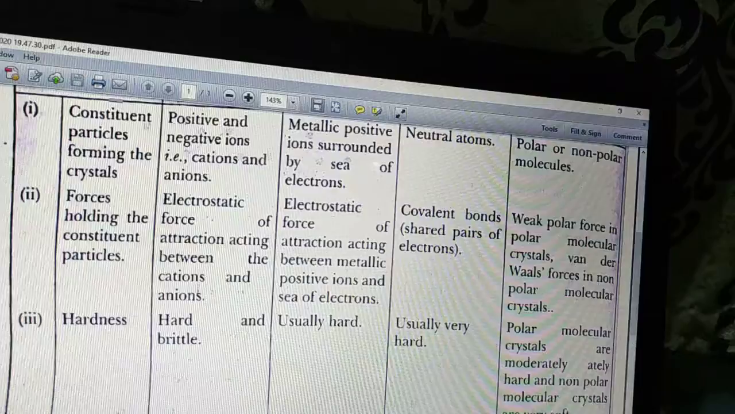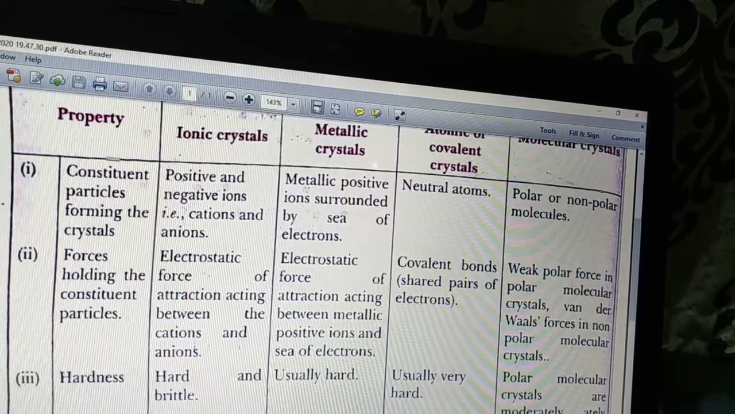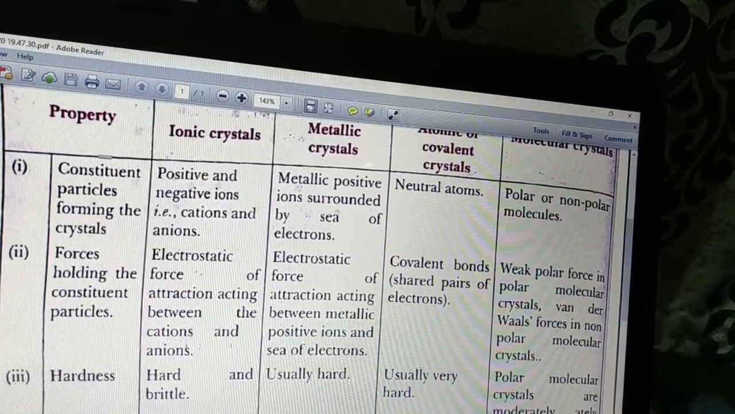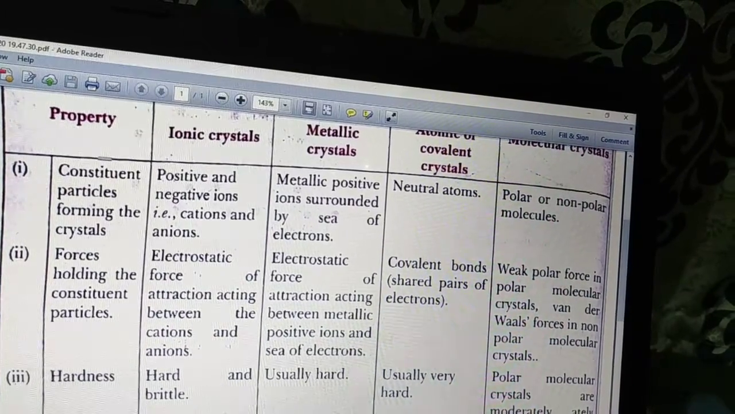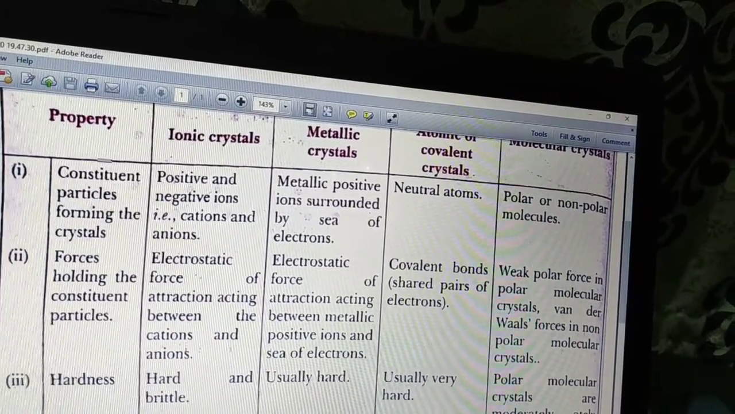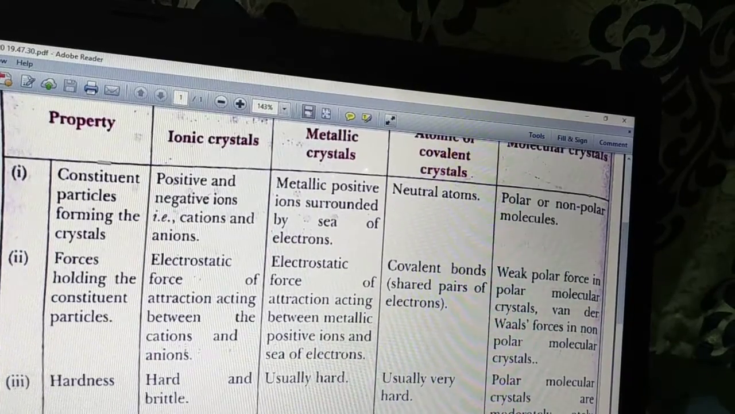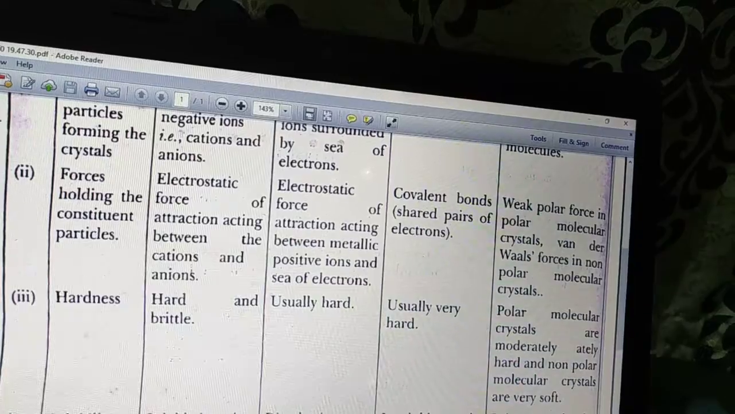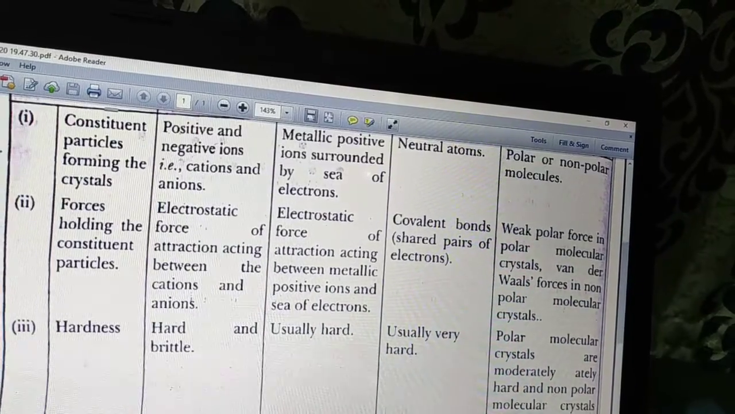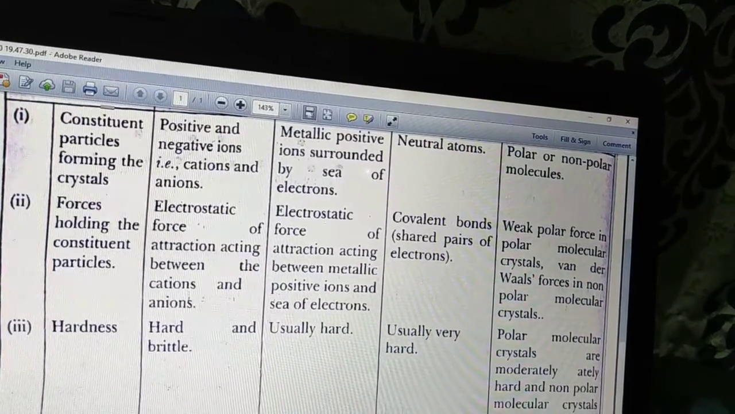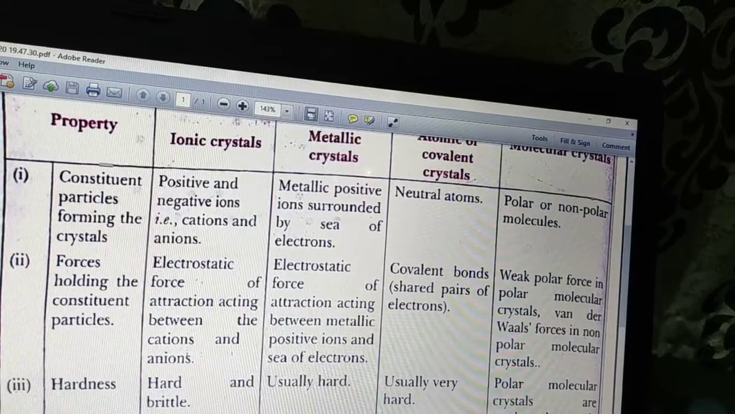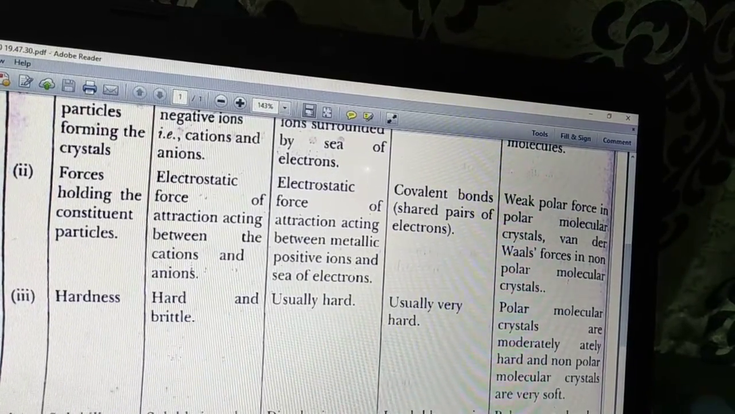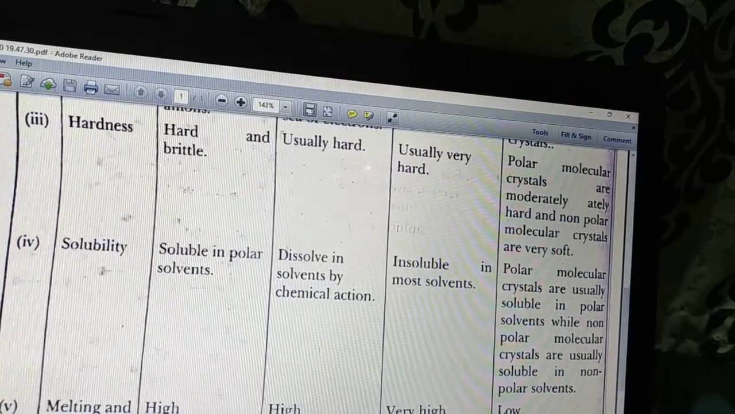Forces: electrostatic force of attraction you'll find in ionic crystals. Electrostatic force of attraction acts between metallic positive ions and the sea of electrons, whereas in atomic or covalent crystals you'll find covalent bonds, and in molecular crystals you'll find weak polar forces. Hardness: hard and brittle in ionic crystals, usually hard in metallic crystals, usually very hard in atomic or covalent crystals, and polar molecular crystals are moderately hard and non-polar molecular crystals are soft.